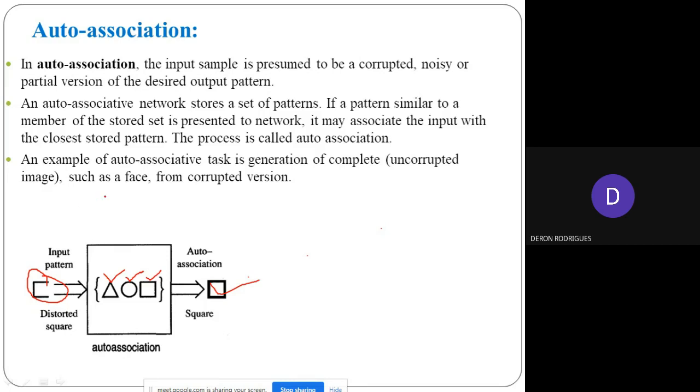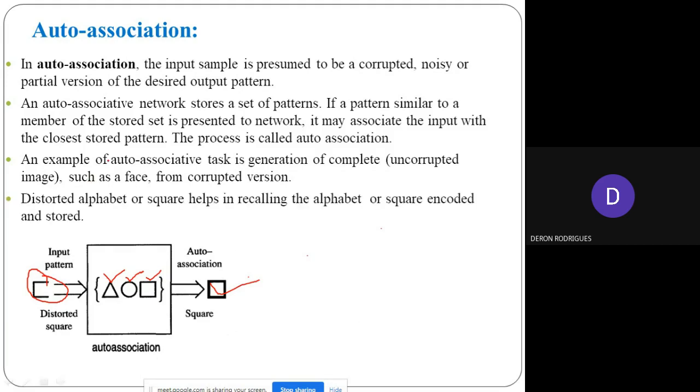So basically, an auto associative task is the generation of the complete image, such as a face, from a corrupted version. I may have a particular corrupted version of the face of a particular person, and looking at that corrupted version only, I can retrieve the actual face which is stored in the memory. Similarly, distorted alphabets or a square help in recalling the alphabet or the square which is stored or encoded. So here it is identifying a distorted square. Similarly, you can have distorted alphabets.